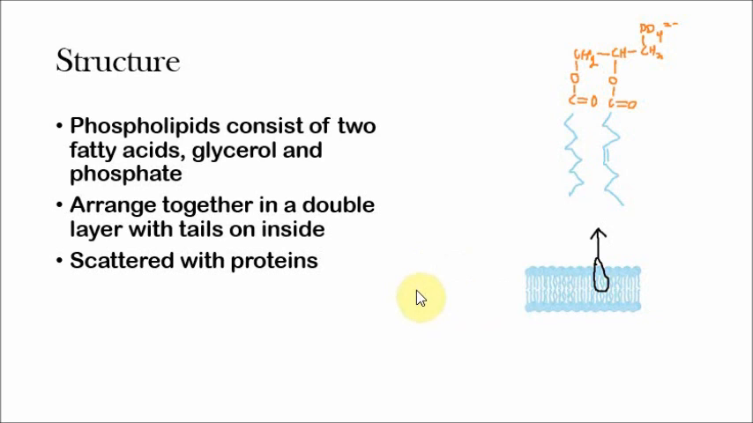Now, in addition to all these phospholipids, membranes are also scattered with proteins. It's not shown in this diagram, but membrane proteins are very important to the functions of membranes, and we're going to be looking at that later in this video.